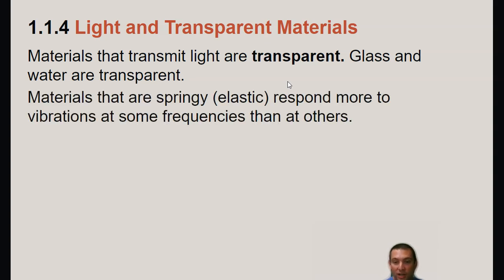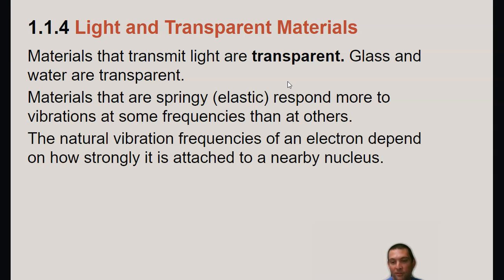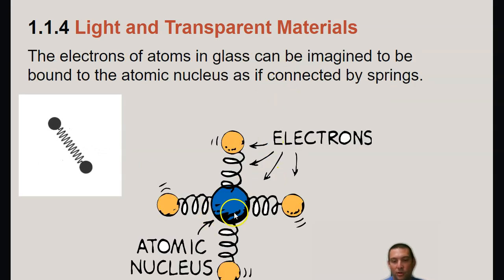Materials that are springy or elastic respond to more vibrations at some frequencies than others. The natural vibration frequency of an electron depends on how strongly it is attached to a nearby nucleus. So we have this image here which has the nucleus and the electrons orbiting the nucleus, like with the Bohr model. The electrons of atoms in glass can be imagined to be bound to an atomic nucleus as if connected by springs. So these electrons are bouncing, oscillating, going back and forth at different frequencies.